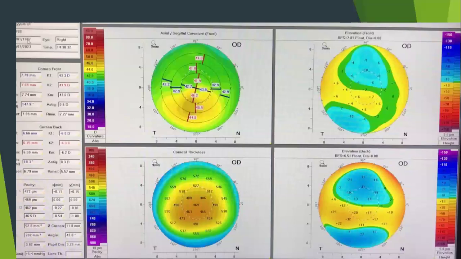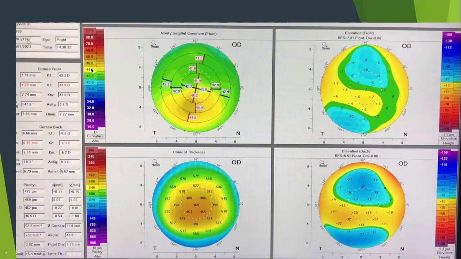Now, look at this one. This is a case of keratoconus. I'm telling you beforehand. Now, if such a case comes, then there can be some problem. So let me tell you how to look at these things systematically so that you don't miss anything.